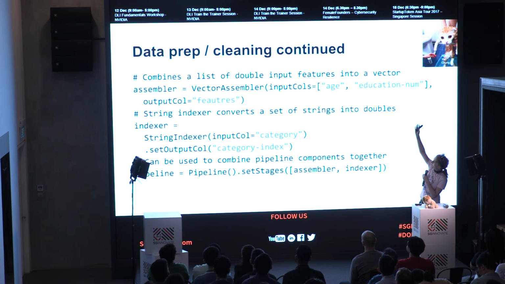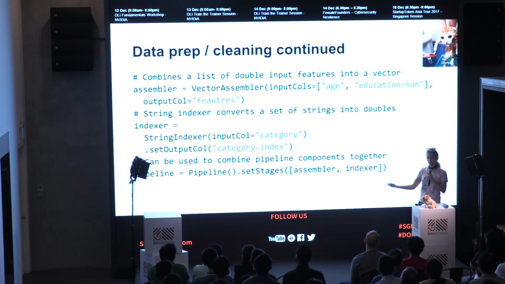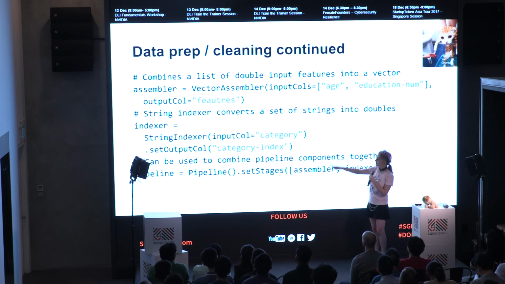So we have our fancy vector assembler. I'm going to look at these two inputs, and I'm going to put them together in this fancy thing called a vector. We're going to label our vector features.